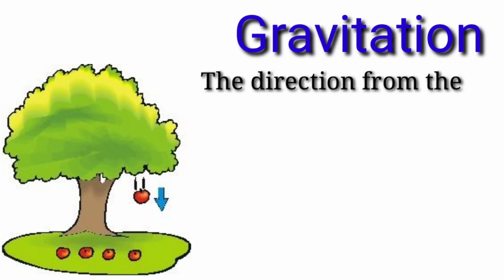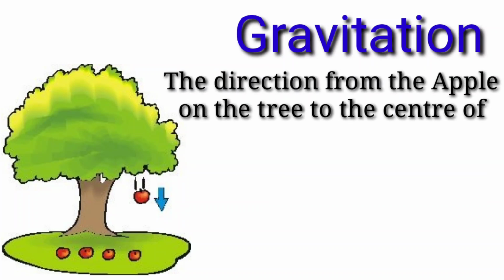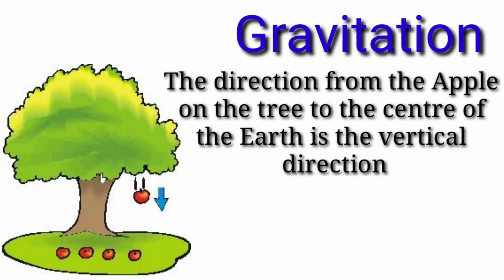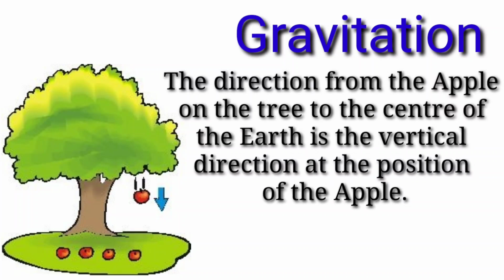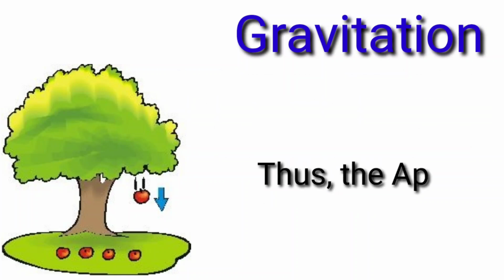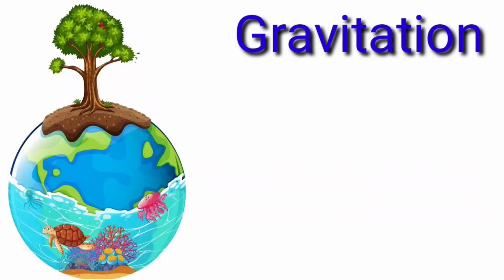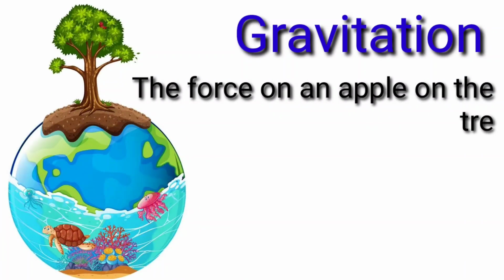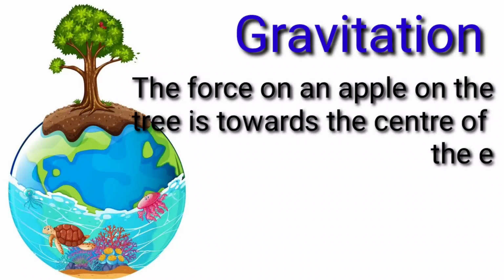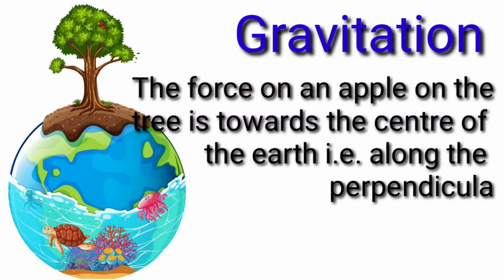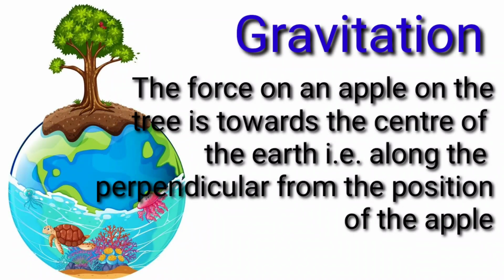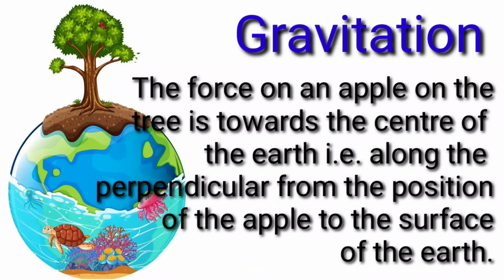The direction from the apple on the tree to the center of the earth is the vertical direction at the position of the apple, and thus the apple falls vertically downwards. Figure on the left shows an apple tree on the earth. The force on an apple on the tree is towards the center of the earth, that is, along the perpendicular from the position of the apple to the surface of the earth.